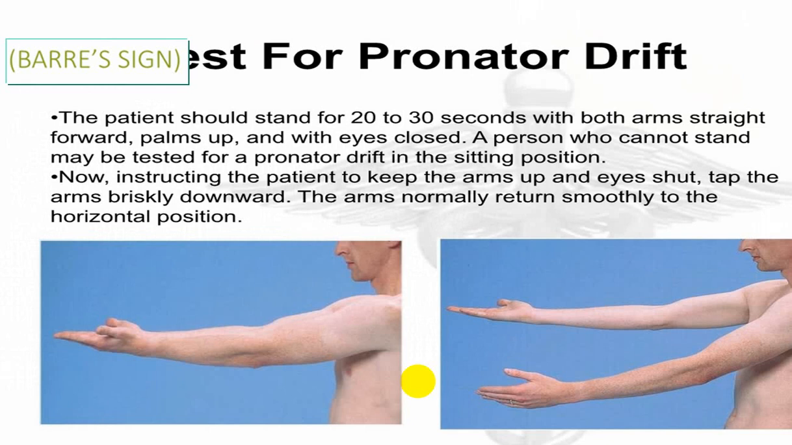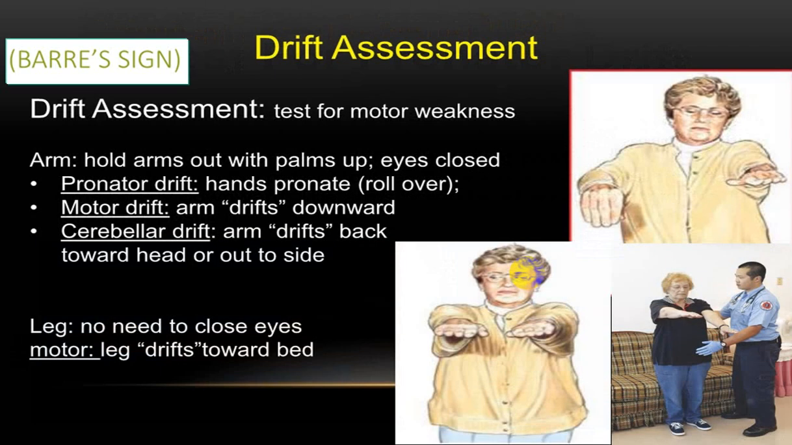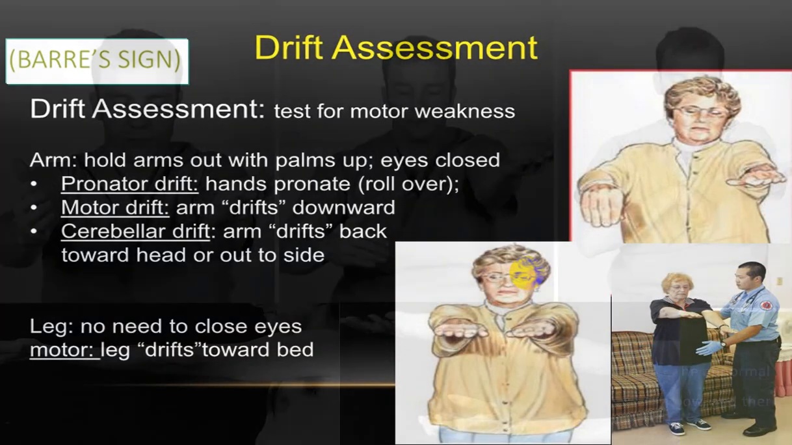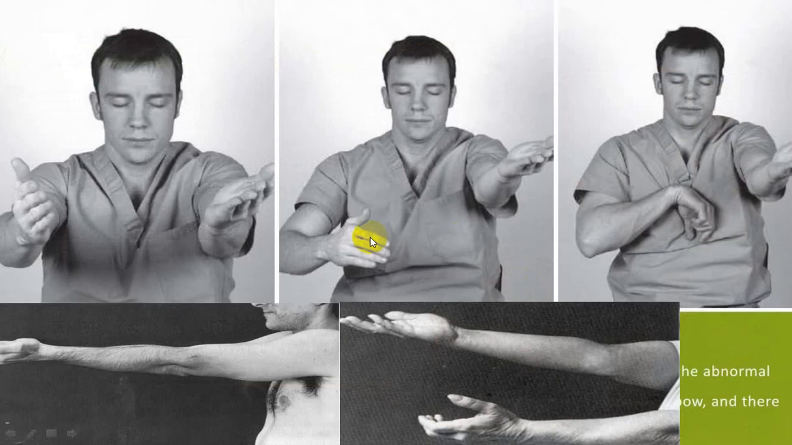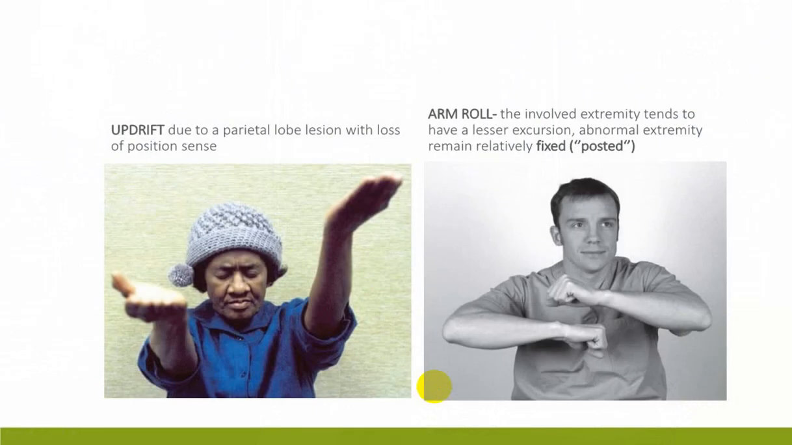You can also demonstrate pronator drift when you ask the person to outstretch the arm and maintain the position. The affected arm will drop down and there will be pronator drift. This is also called Bernard's past pointing, also labeled as pronator drift. Very typically demonstrable. Whether there will be up drift or down drift.